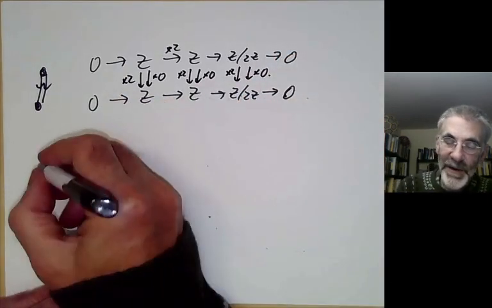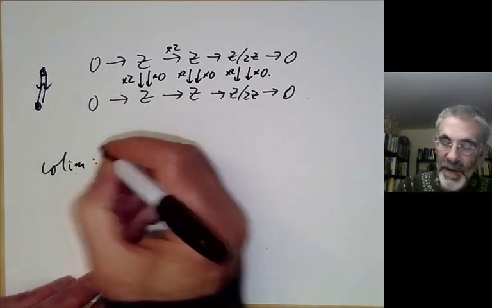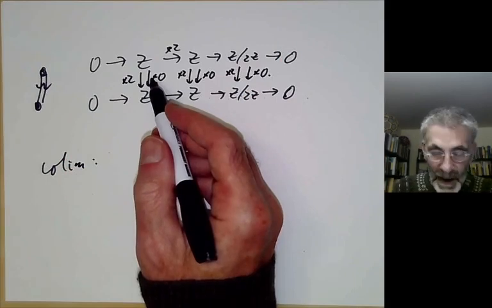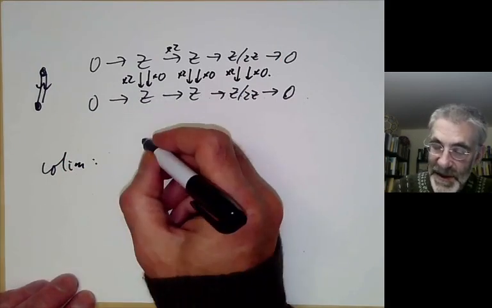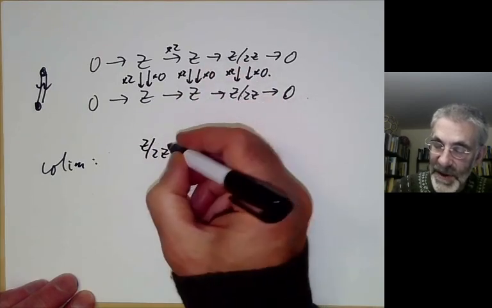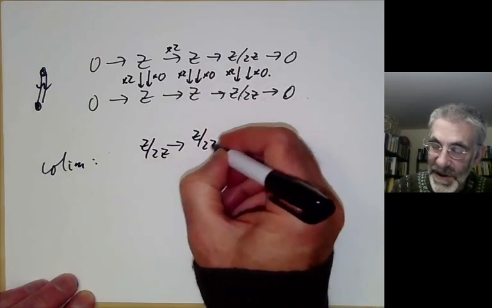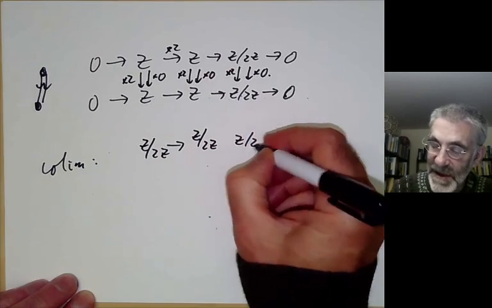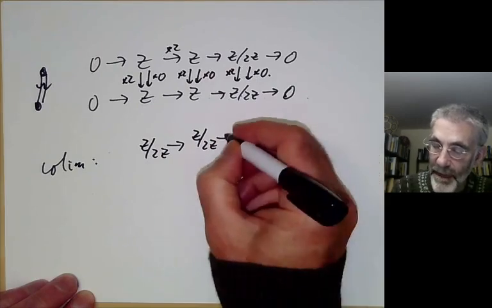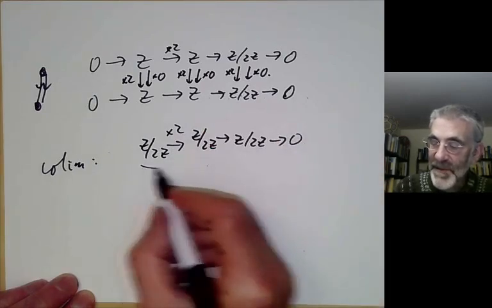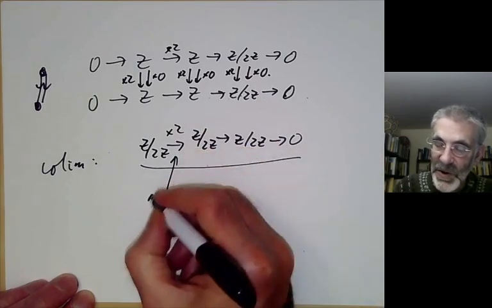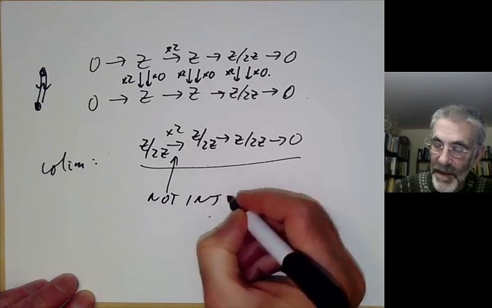And now I work out what the colimits are. And the colimit of this is just Z modulo 2Z. The colimit of this is Z modulo 2Z. And the colimit of this is Z modulo 2Z. And this is multiplication by 2. And you can see this bit is exact, but that this map here is not injective.